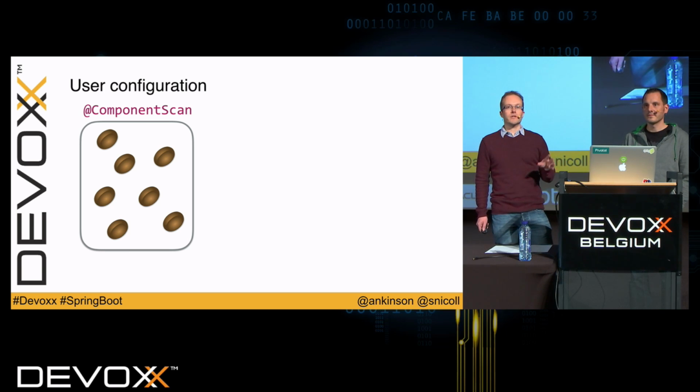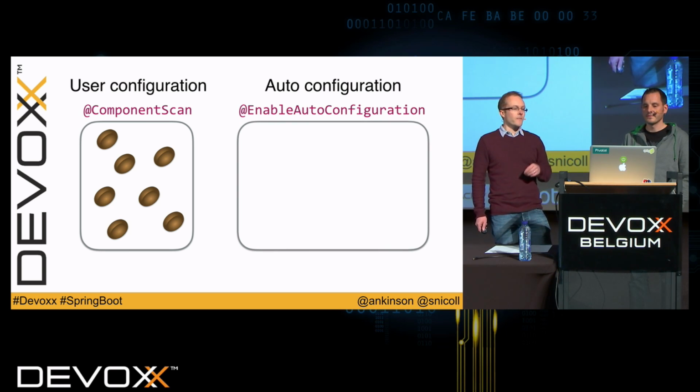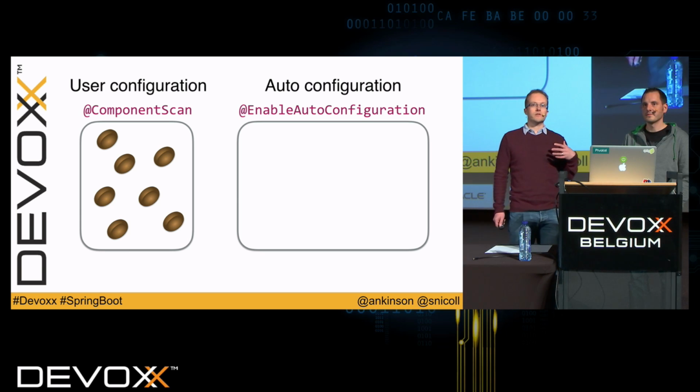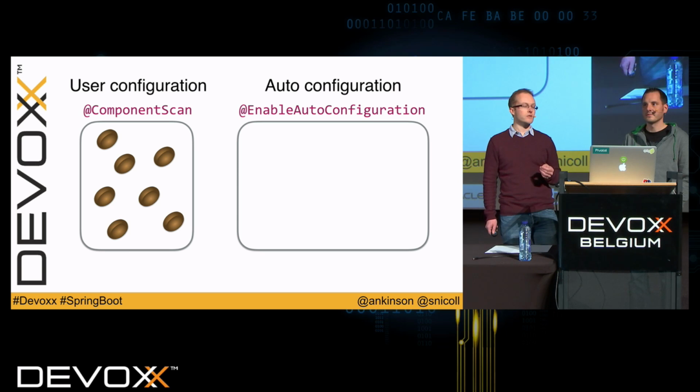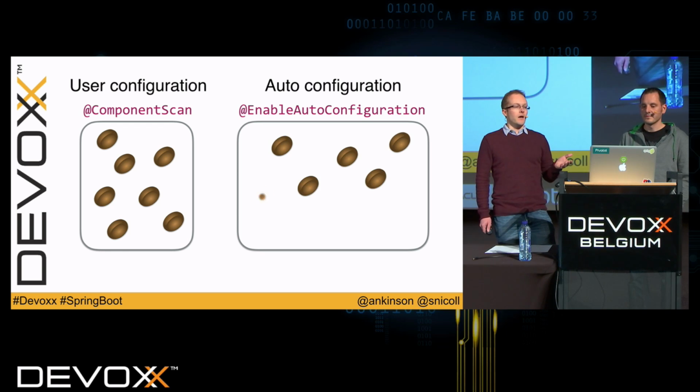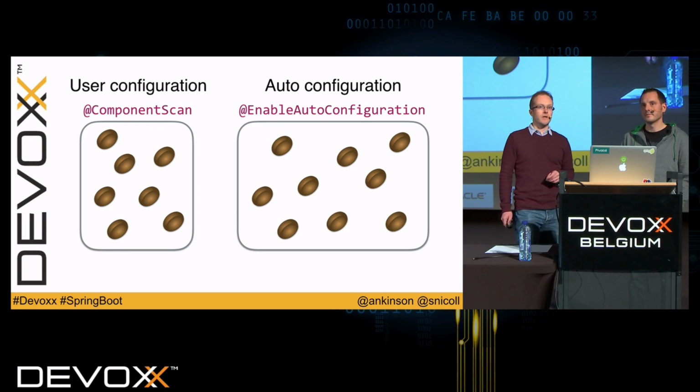So we've got the user configuration that's provided a bunch of beans. And then we have auto configuration. You switch that on using the enable auto configuration annotation, which you will get if you use the Spring Boot application annotation. Or you can split them up, as Stéphane showed. And that will add a number of beans to your application as well.